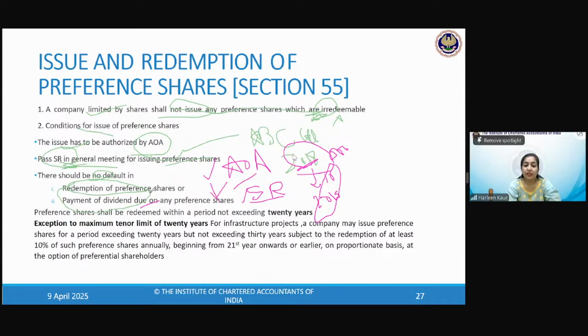Redemption of preference shares and payment of dividend, in both there should be no default, okay? And the preference shares: articles of association, SR, and no default. These are the three conditions. Only if these three conditions are fulfilled can a company issue redeemable preference shares.